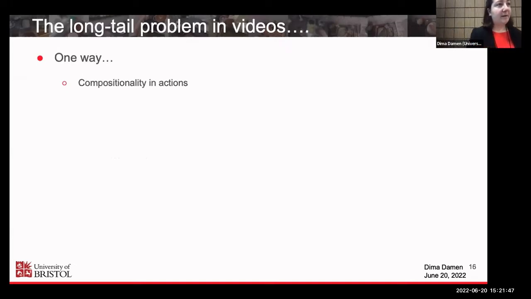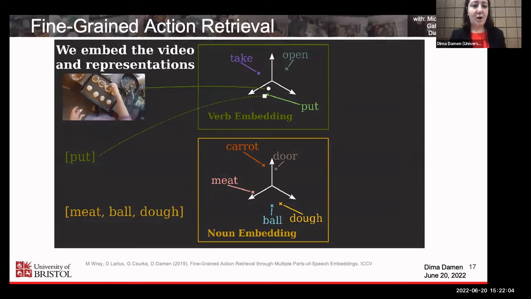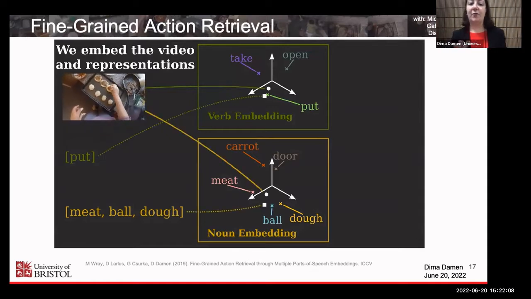So let's talk about the current methods. None of them are real solutions that we have tried, and I'll tell you what we're currently trying to explore. The one I am very passionate about, I call it compositionality in actions. And this is a paper that we worked on a while ago, ICCV 2019, where we wanted to learn two different embedding spaces for verbs and nouns. So we basically take the sentence and separate the verbs and the nouns. And we only want to learn the verb, right?